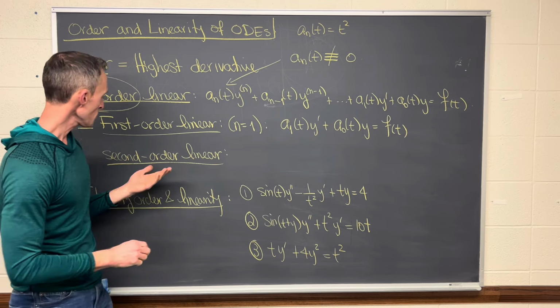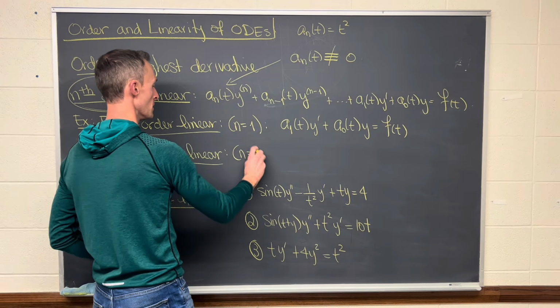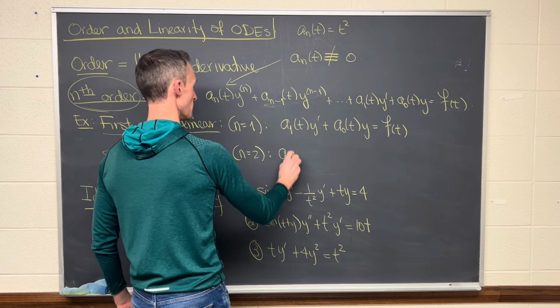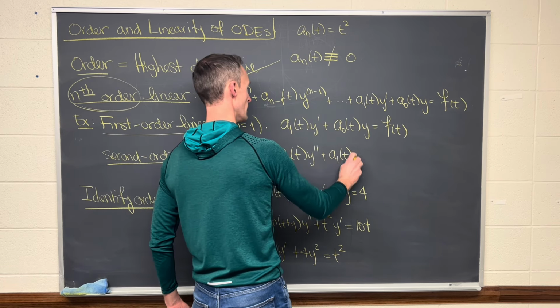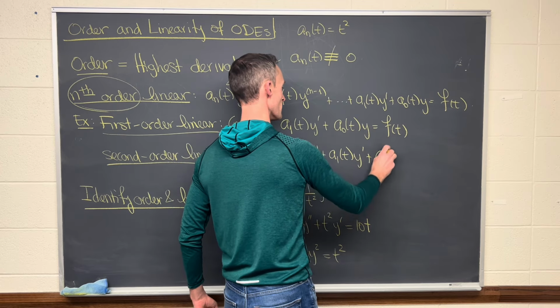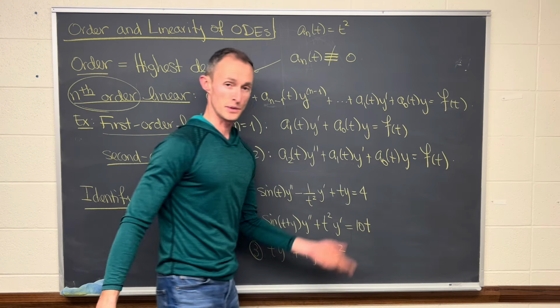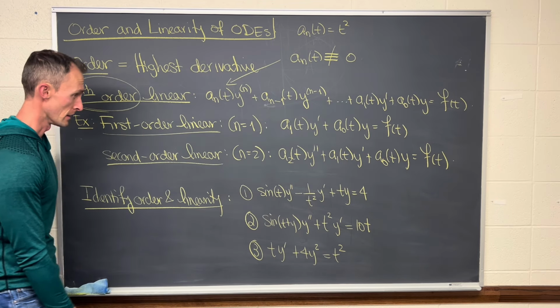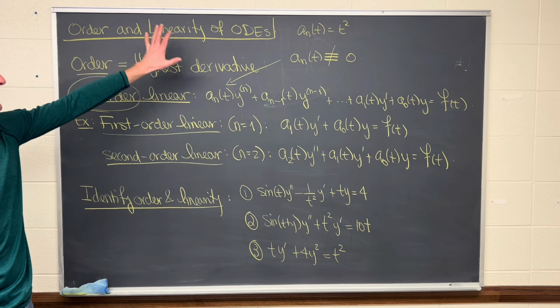All right, what about second order? Well, second order, this is when n is equal to 2. Okay, so that'll be a_2 of t, y double prime, plus a_1 of t, y single prime, plus a_0 of t, y is equal to f of t. So that's what a second order linear ODE looks like. Okay, so that's the language of order and linearity.